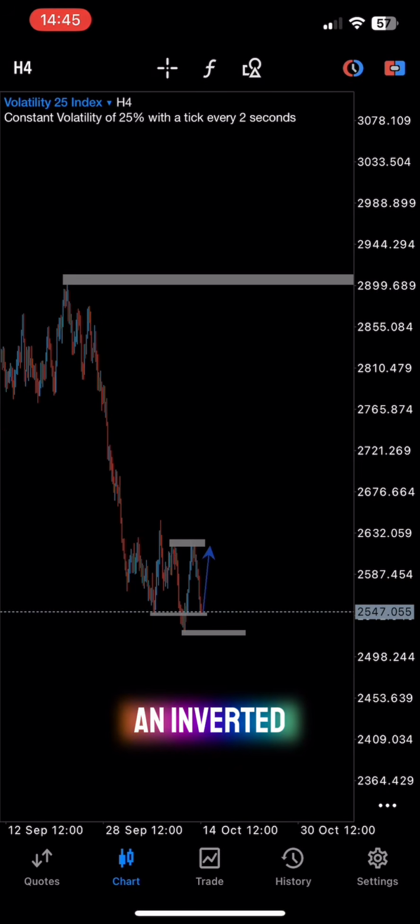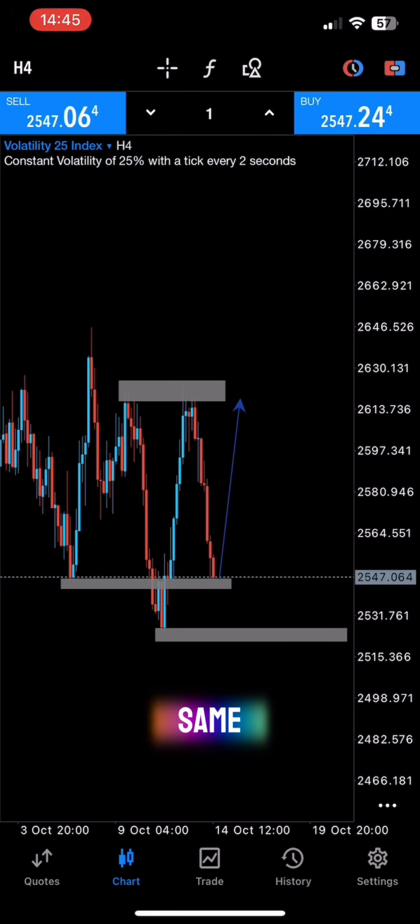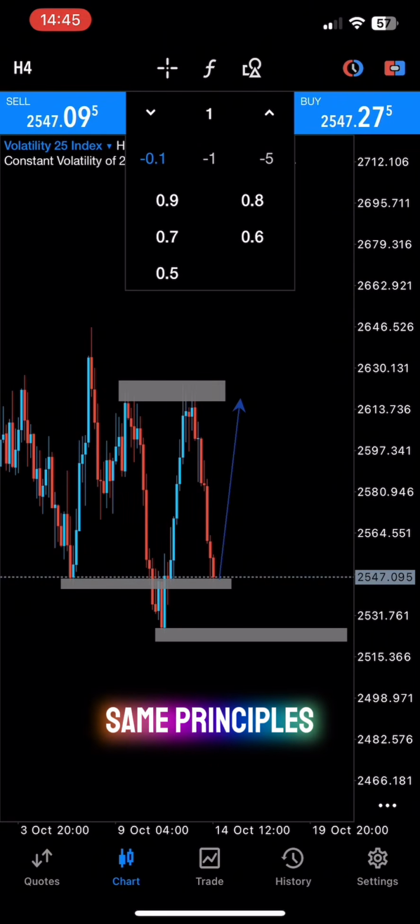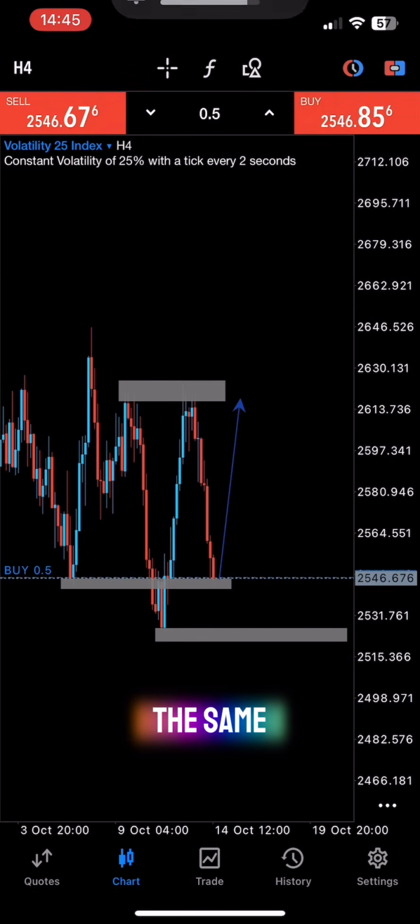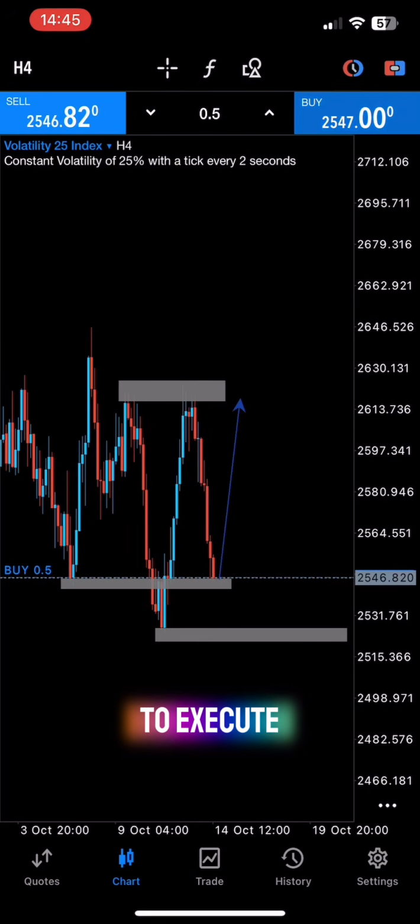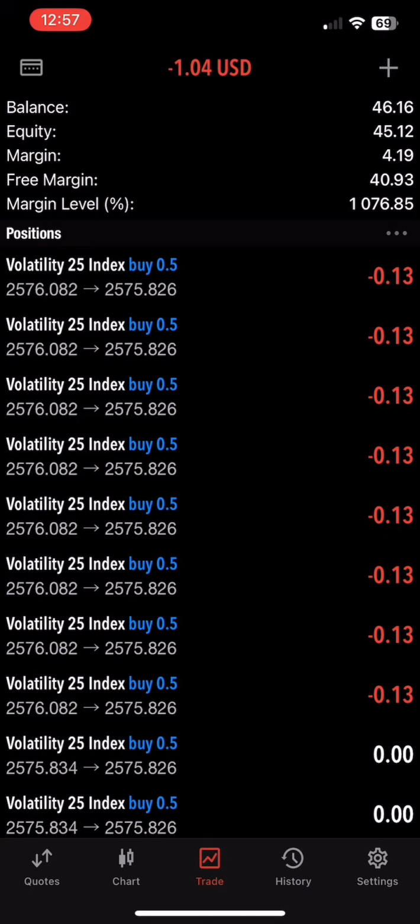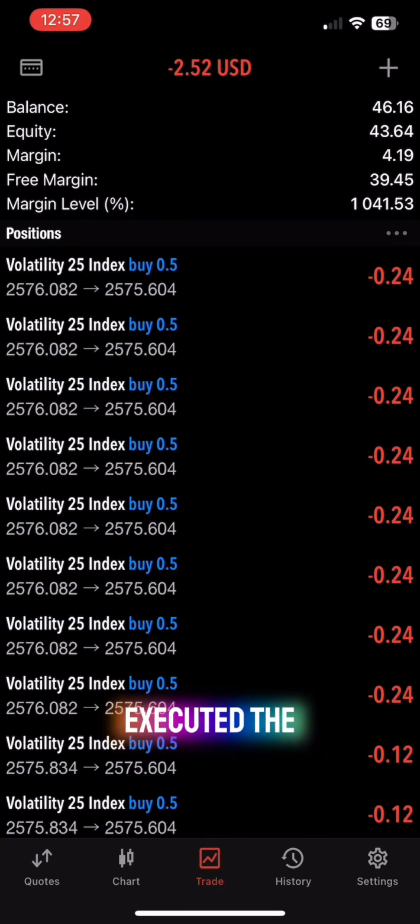This one was an inverted head and shoulders, but it just follows the same principles as the normal head and shoulders, just that this one is bullish and the other one is bearish. Now it's time to execute, and let's see if we can get profit. So I've executed the market.